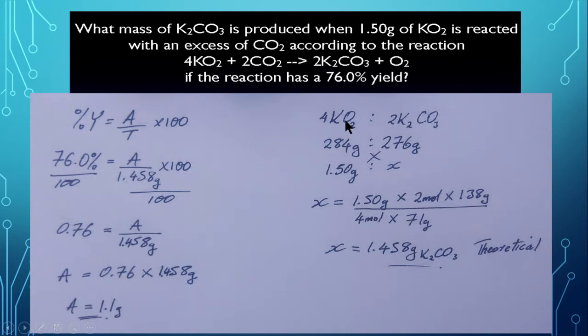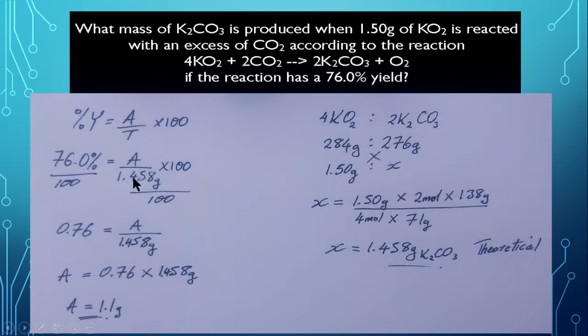71 is the molar mass of potassium dioxide, but since it was 4 moles, it is 4 times the molar mass, giving me 284. So this is how the whole expression is here. I summarize it, but this is what I did for me to find this and this. So finally, my theoretical mass, or my x, would be this. So if 1.5 grams were to react with excess carbon dioxide, this is the mass of potassium carbonate that would be there in theory, under ideal conditions, under perfect conditions.